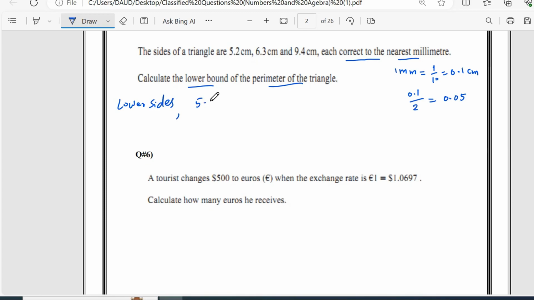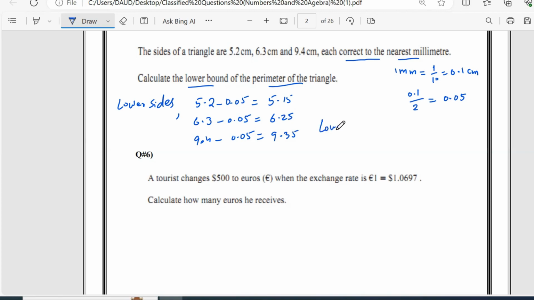First one is 5.2 minus 0.05, which gives me 5.15, and the second side is 6.3 centimeter, so minus 0.05, which is equal to 6.25, and the third side is 9.4 minus 0.05, which is equal to 9.35. So once you find out all the lower lengths of sides for the perimeter, we just add all these three.